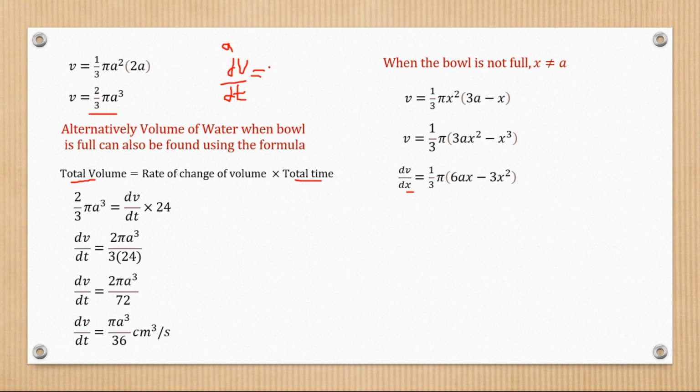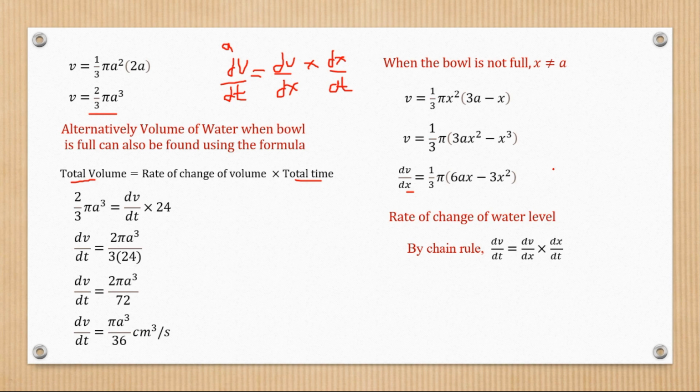which is equal to dV/dx, because x now represents the height of water, times dx/dt. So this takes me a step closer. Now I find dV/dx is equal to 6ax minus 3x squared. Now that I have that, I can find the rate of change of the water level from the chain rule. By the chain rule, dV/dt is equal to dV/dx times dx/dt. Alright, so plugging the values in, dV/dt is this value right here.